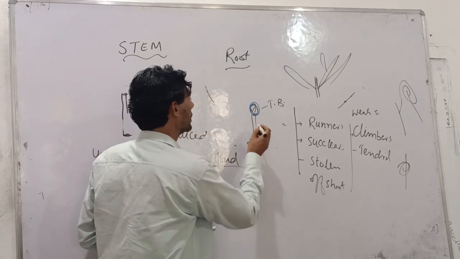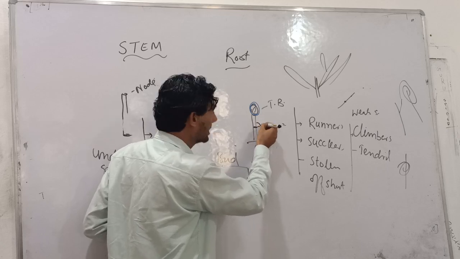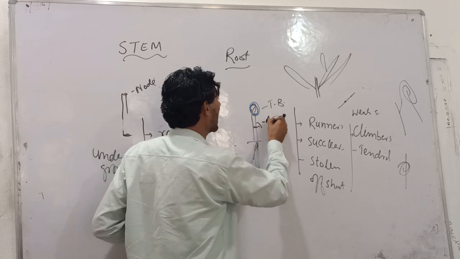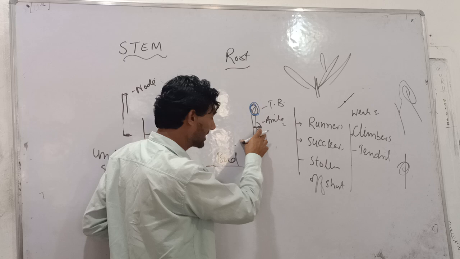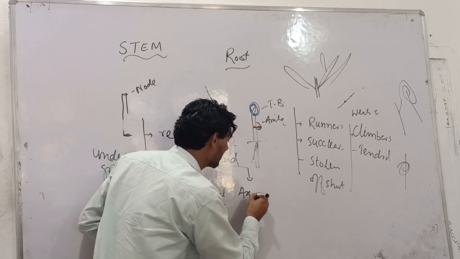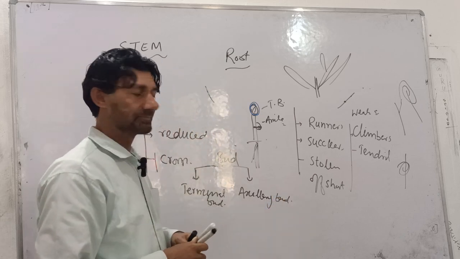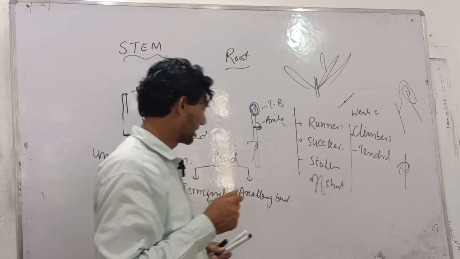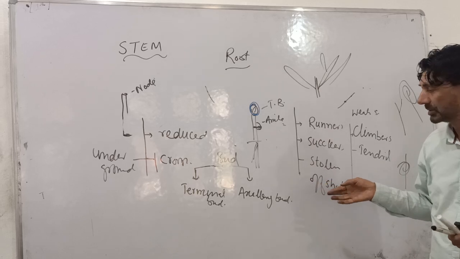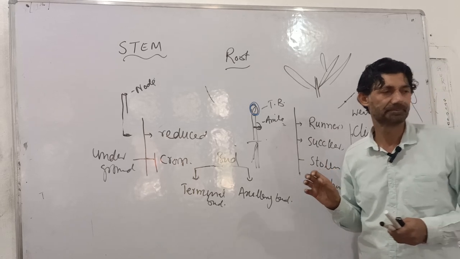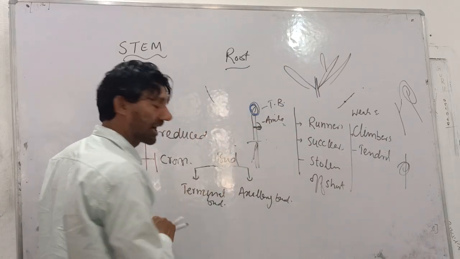Usually at a node there is a leaf, and the angle between the leaf and the stem is the axil. A bud that arises in the axil, in the side position, is called an axillary bud. The bud arises from the axillary position of the node. So buds are of two types: one is called a terminal bud, the other is called an axillary bud.